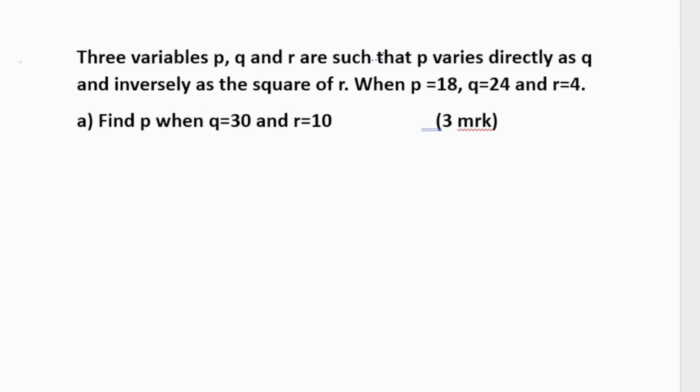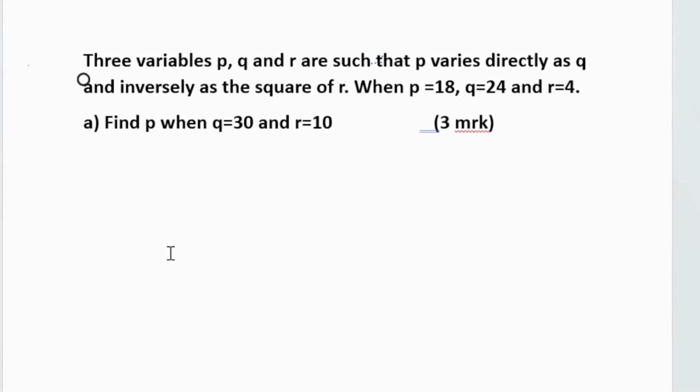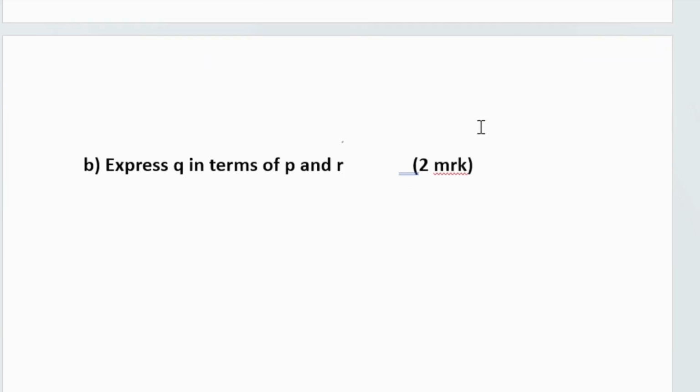And in this video we are going to do this question that says: three variables p, q and r are such that p varies directly as q and inversely as the square of r. When p is 18, q is equal to 24 and r is equal to 4. Find p when q is equal to 30 and r is equal to 10. 3 marks.